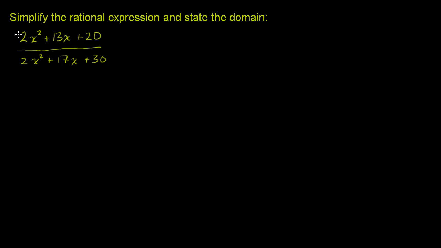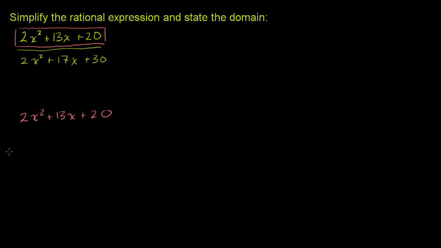So let's start with the numerator. And since we have a 2 out front, factoring by grouping will probably be the best way to go. So let's just rewrite it here. I'm just working on the numerator right now. 2x squared plus 13x plus 20.